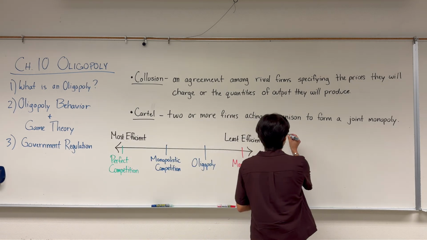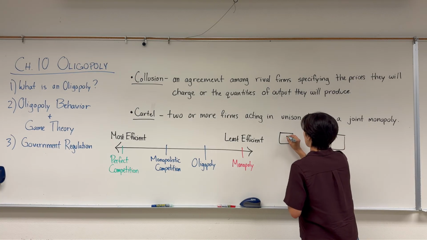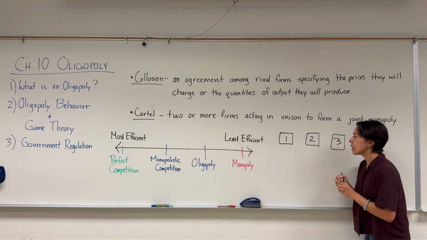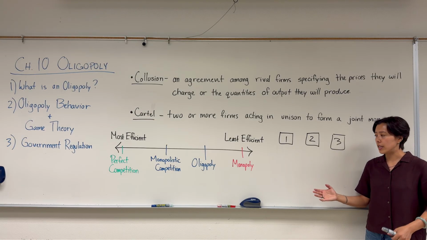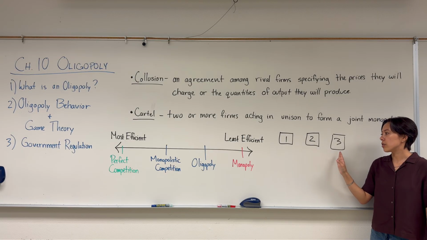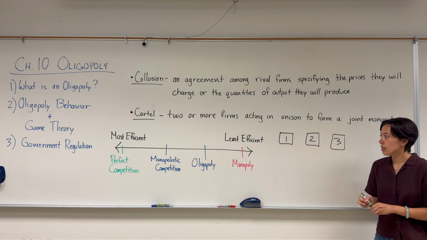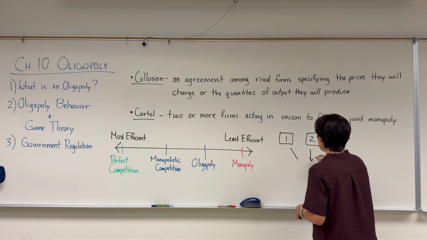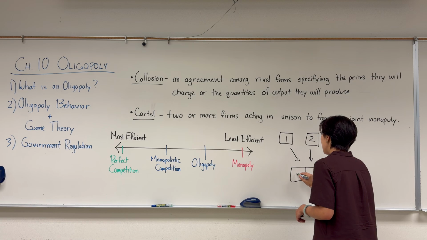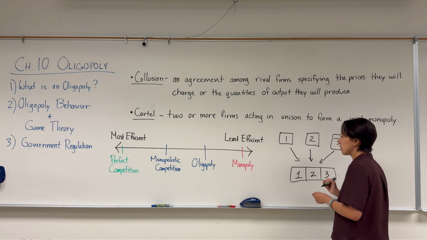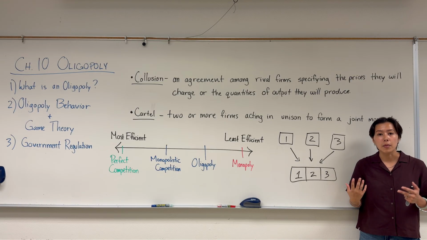So instead of having 3 separate firms, here's firm number 1, firm number 2, and firm number 3. If these firms act independently, then we're just looking at a basic oligopoly. Each individual firm is going to decide on its own what price to charge or what quantity of output to produce. But if these firms collude and they work together to form a cartel, then they kind of just operate like one big firm. And so then we'd say that these oligopoly firms are behaving as a joint monopoly.